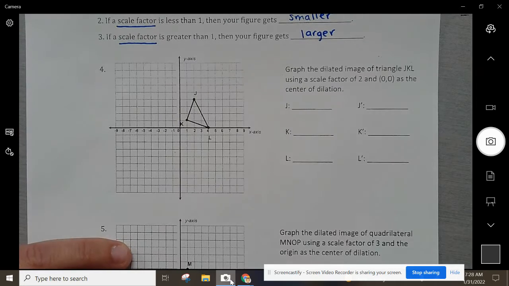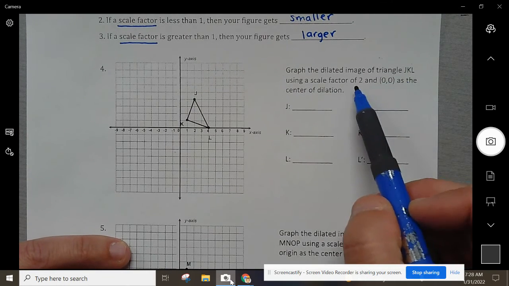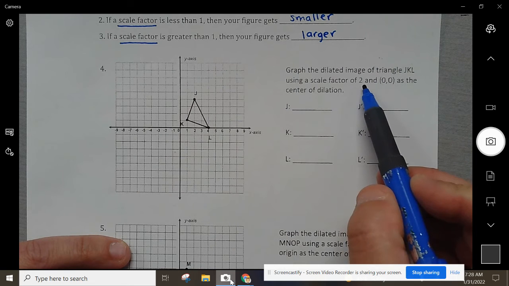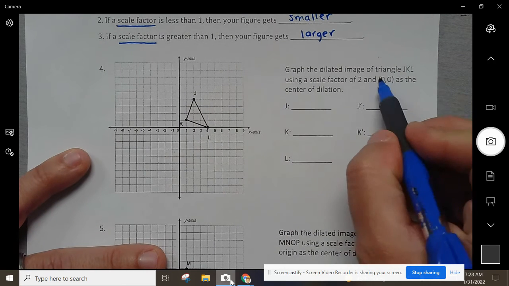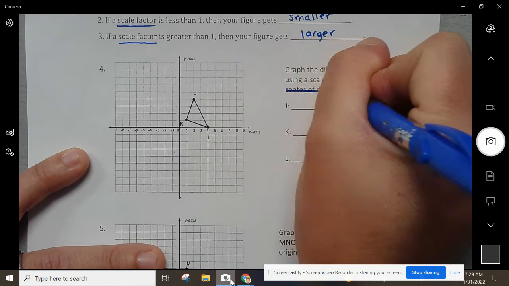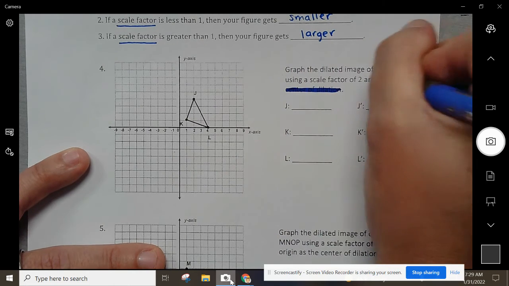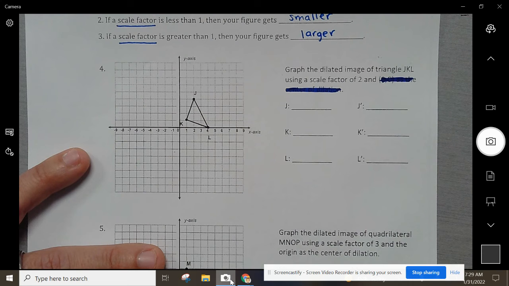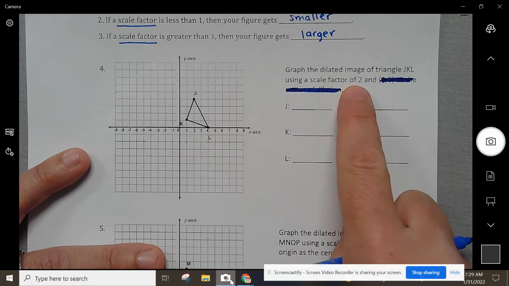All right. It says graph the dilated image of triangle JKL using a scale factor of 2. And then it says using 0, 0 as a center of dilation. Don't worry about this last part. This is for when you're in geometry, your sophomore year, where you'll go over what the center of dilation is. But you're not doing that in 8th grade. In 8th grade, they just want you to take this triangle and use a scale factor of 2.